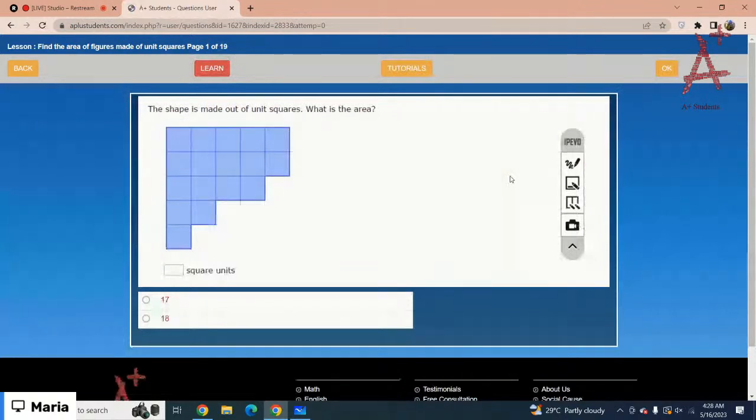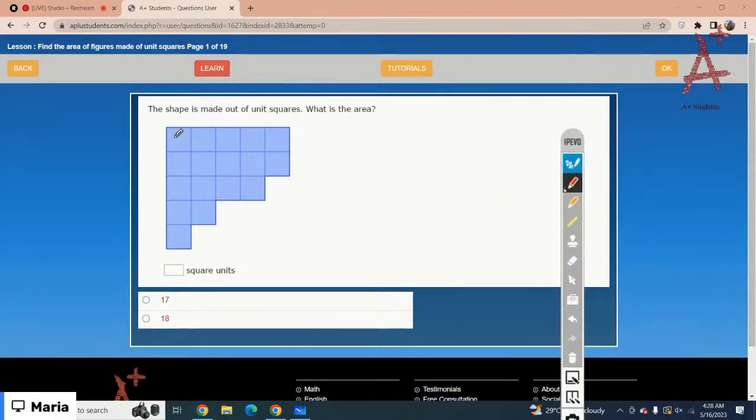Okay, the shape is made up of unit squares. What is its area? You have to calculate the area of the unit squares. Let's count these unit squares. Unit square means one square. 1, 2, 3, 4, 5, 6, 7, 8, 9, 10, 11, 12, 13, 14, 15, 16, 17. So the area of this shape is 17 square units. The correct option is 17.